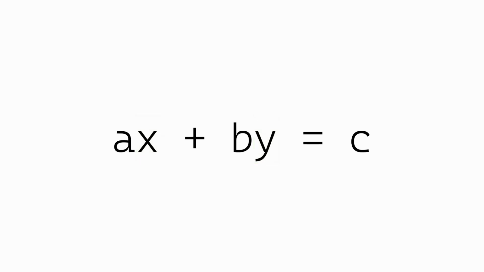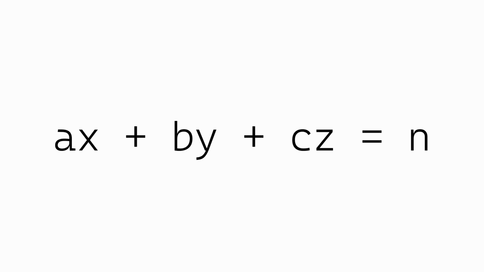Now we're going to be looking at a slightly modified version: ax plus by plus cz is equal to n. Again, this is where a, b, c, and n are constants, and x, y, z are interchangeable variables. We're going to try to solve this equation and get the value of n to be true by changing x, y, and z. So, let's jump right into the video.